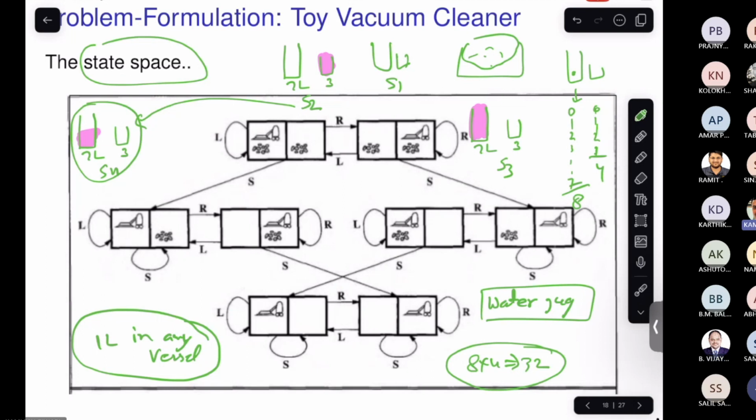So this is the problem I have given you. On your copy, use pen and paper to create the state space for this water jug problem.